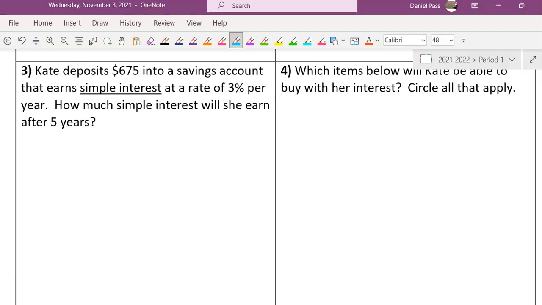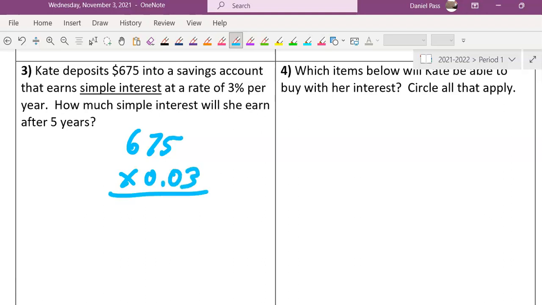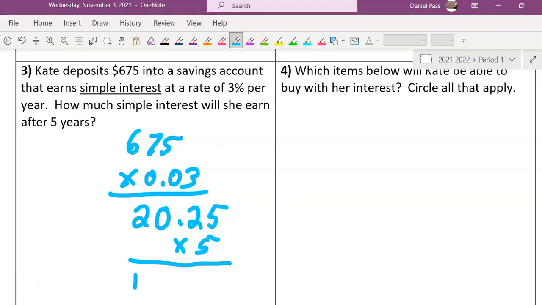675 times 0.03. Okay. Equals 20.25. $20.25. Okay. Times 5. Why would you do that? Because it's 5 years. Excellent answer. Yes. And what do we get? 101.25. Okay. Are we done?